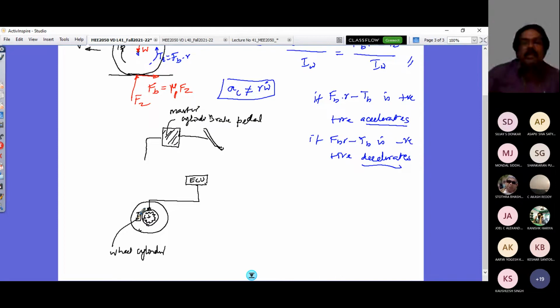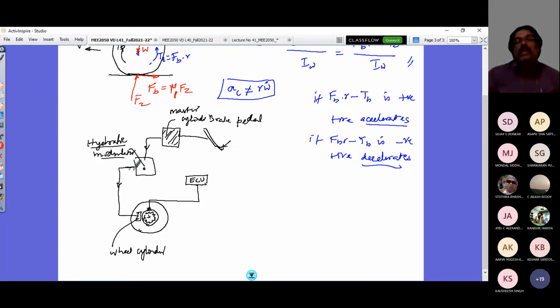This goes through a modulator, which is called a hydraulic modulator. So as I apply pressure on my brake, the master cylinder pressure fluid would flow through this, and the modulator would send the required fluid to the wheel cylinder, and this wheel cylinder would apply my braking torque, TB. That is how it acts. And the pressure would be modulated by this hydraulic means. That's why it's called a hydraulic modulator.